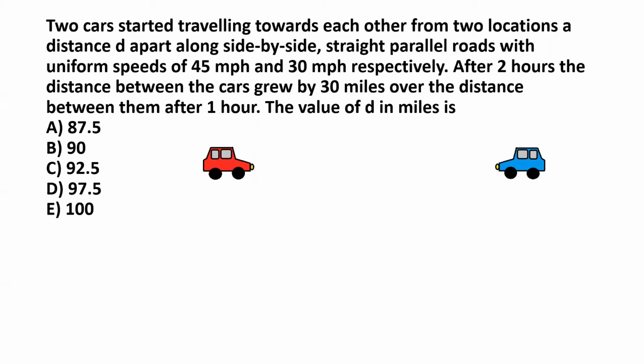So we have two cars that are traveling towards each other, and they are initially separated by a distance of d. Let's suppose the red car is traveling with the speed of u, and in time t, as the cars approach each other, the red car will travel a distance of ut. And let's assume the blue car has a speed of v, and in the same time it will travel a distance vt. Here the assumption is that the cars have started simultaneously towards each other.